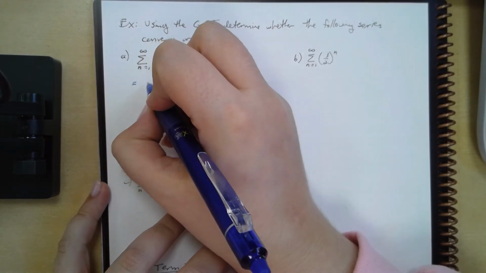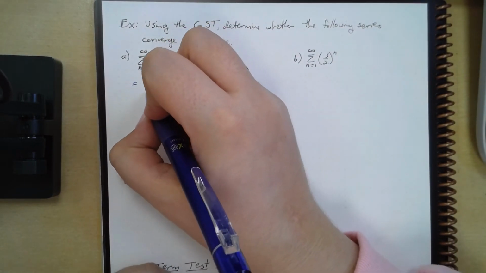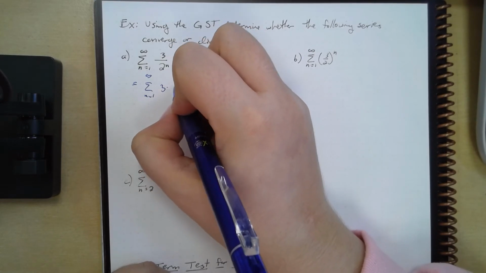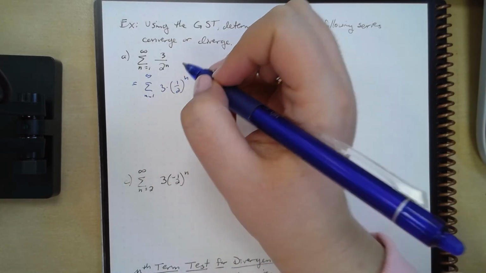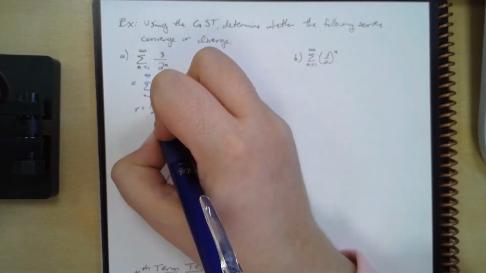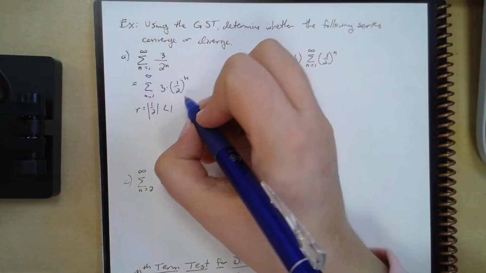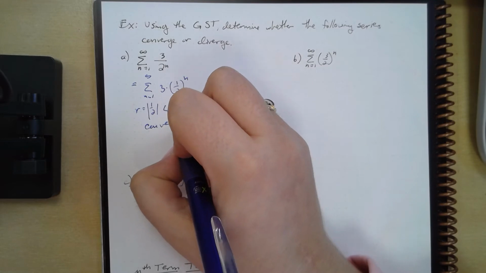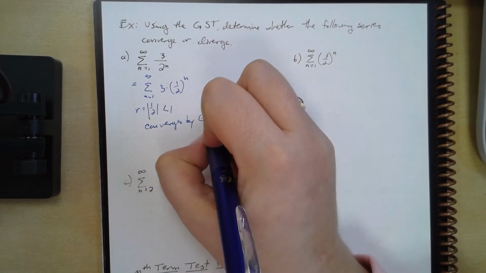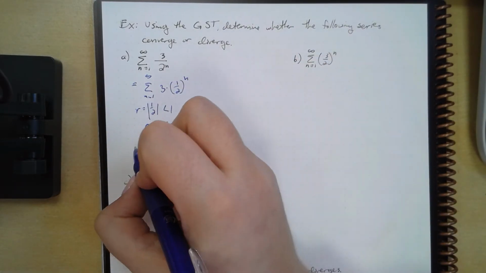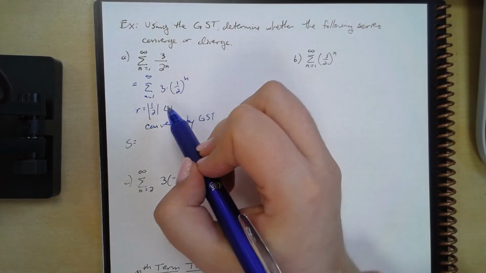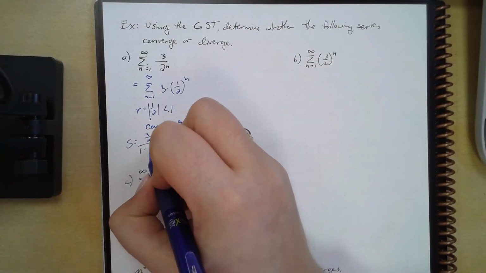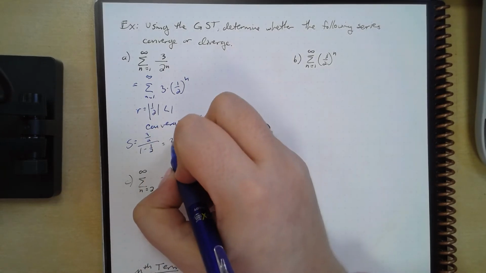We can rewrite this as the sum of n equals 1 to infinity of 3 times 1 over 2 to the n. So r is going to be equal to 1/2, the absolute value of which is less than 1. So this converges by the geometric series test. And we can actually find the sum. Our first term is going to be 3/2, over 1 minus 1/2. Anyway, that's going to equal 3.